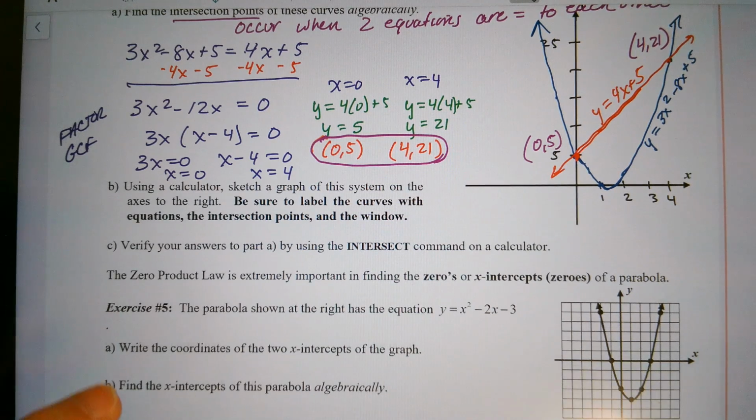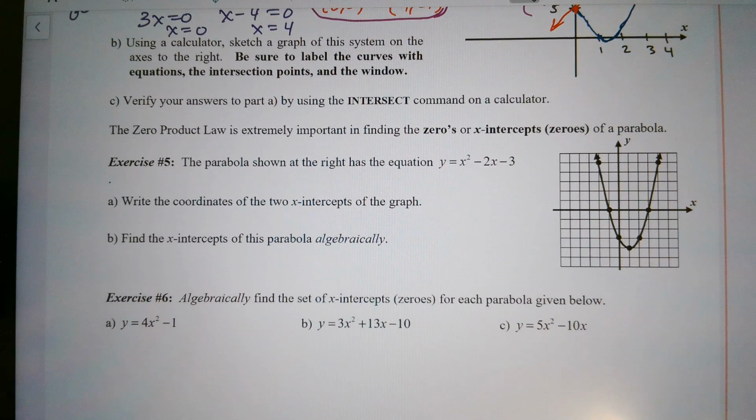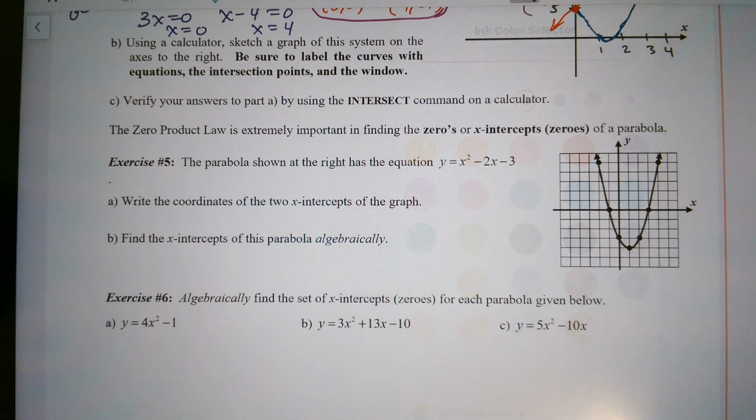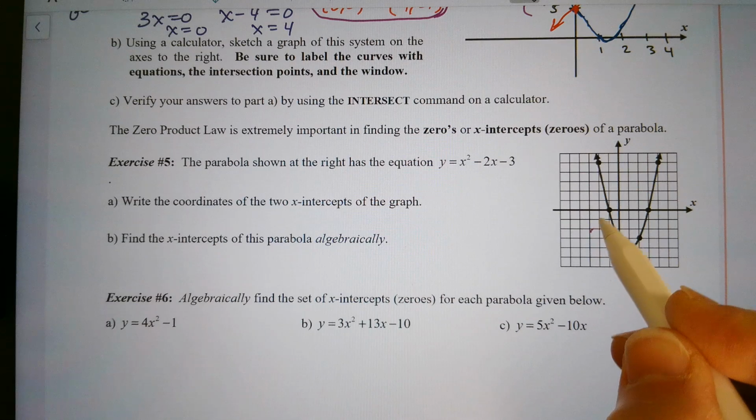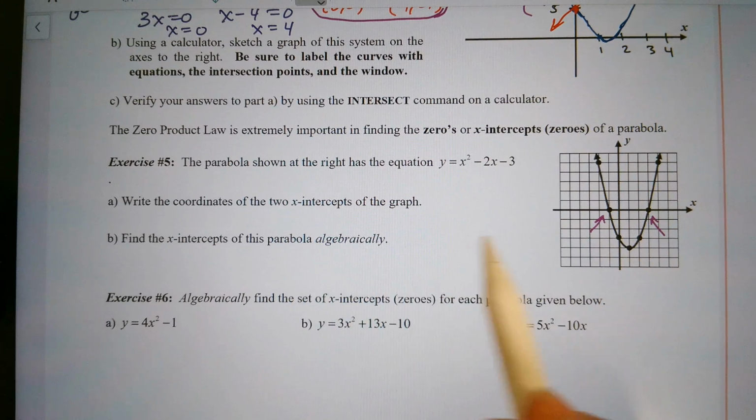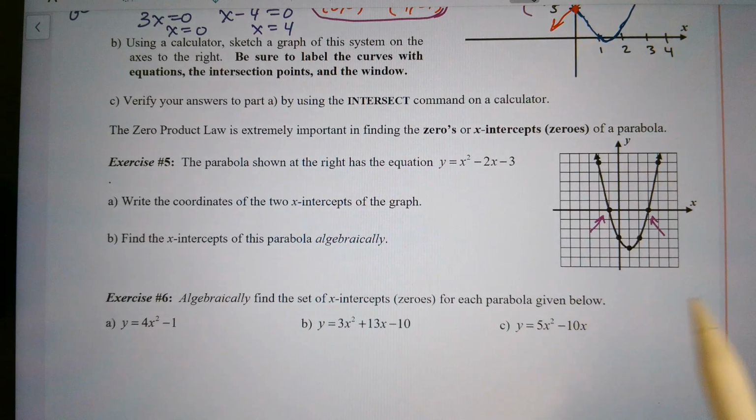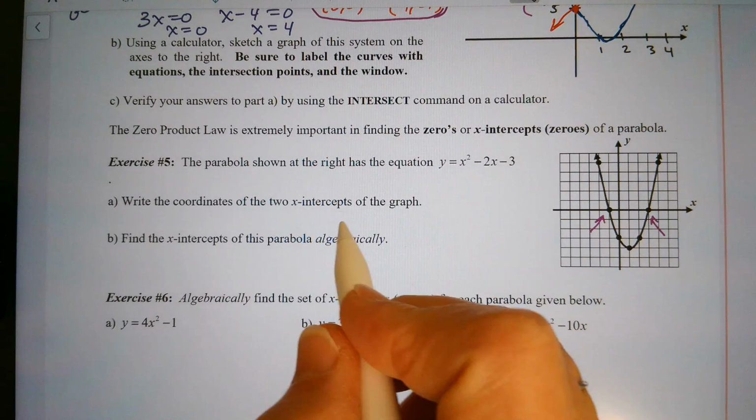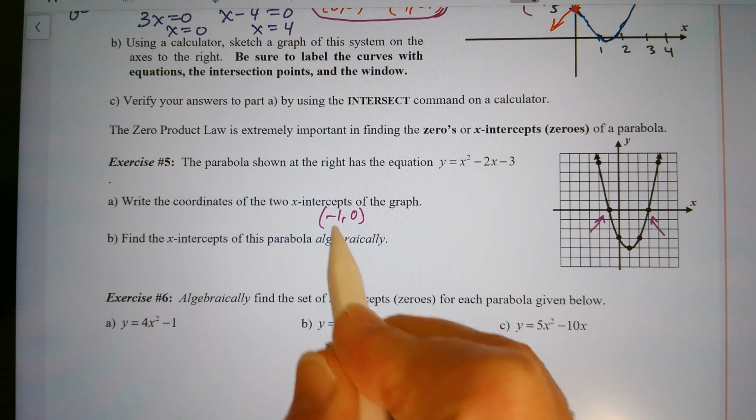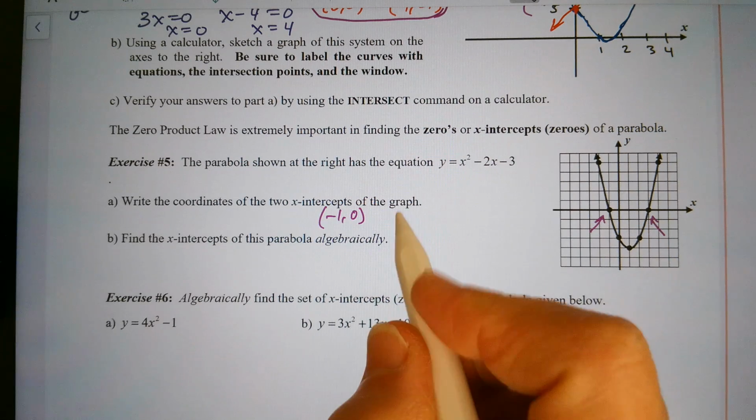The parabola shown at the right has an equation, y equals x squared minus 2x minus 3. Write the coordinates of the two x-intercepts. Our x-intercepts are here, right, and here. We want the coordinates, negative 1, 0, and that's 3, 0.